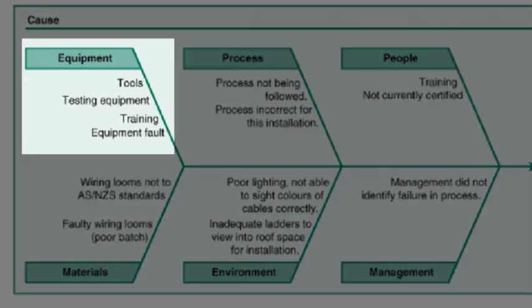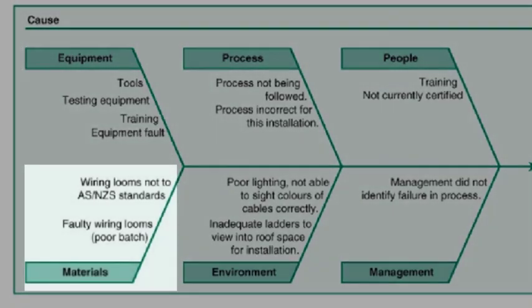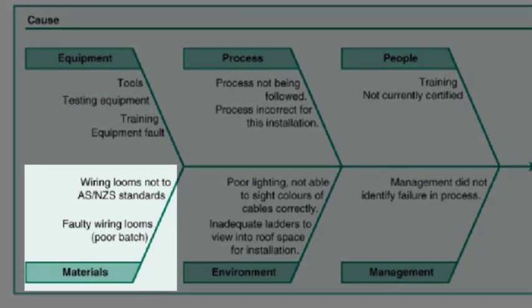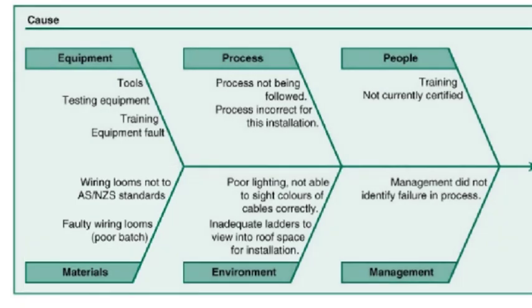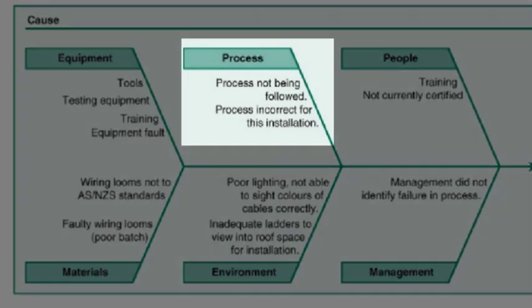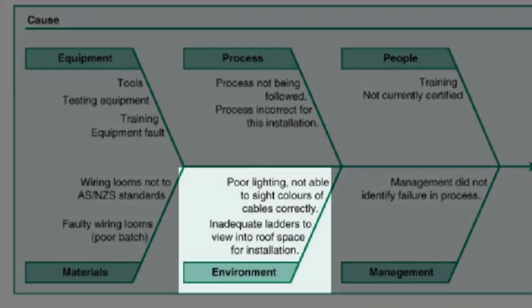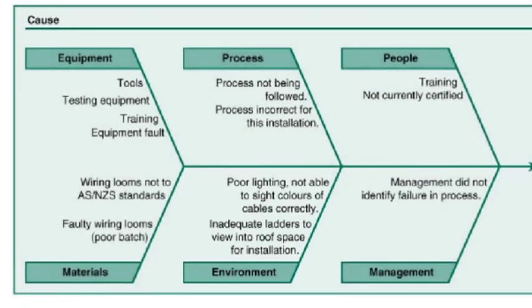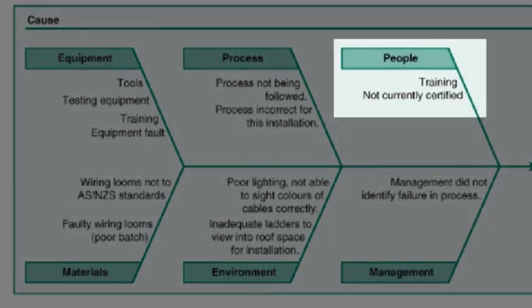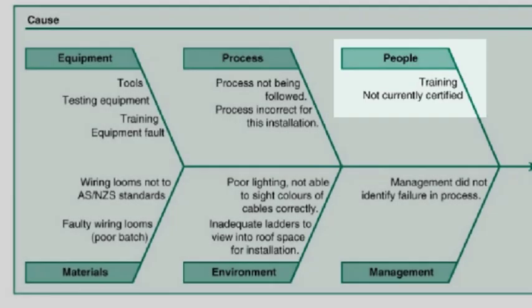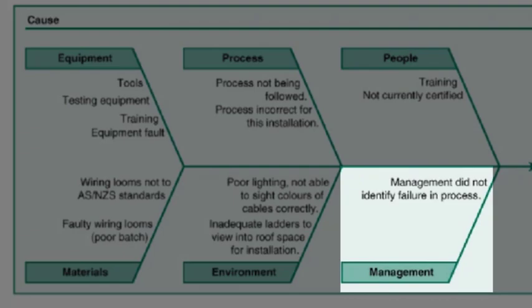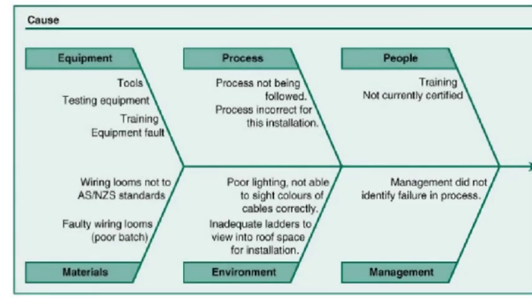So under equipment, it could be tools, the testing equipment, poor training, or maybe faulty equipment. Under materials, it could be issues with the wiring looms not meeting standards or perhaps being a faulty batch. Under process, perhaps the process was not followed correctly or perhaps it's incorrect. Under environment, maybe there's poor lighting and conditions or poor equipment that make the task too difficult to do and has therefore been a contributor to that wiring fault. Under people, perhaps the person is not trained correctly or not currently certified. And under management, perhaps the management did not identify the failure in the process.